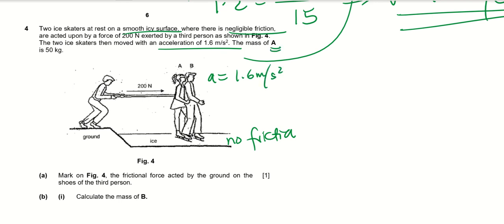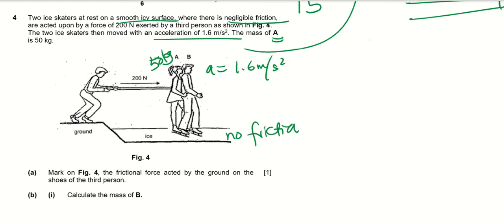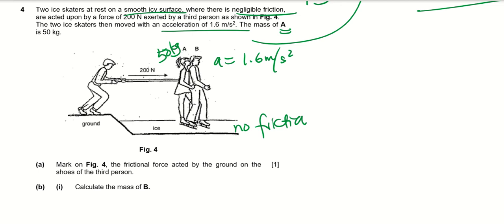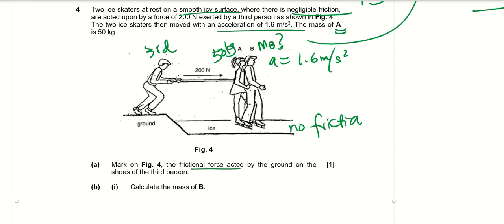The mass of A is 50 kg. Nice mass. But B, I don't know what's the mass. Mass of B is unknown. Mark on figure 4 the frictional force acted by the ground on the shoes of the third person. So this is the third person. If he is pushing, right? He's pushing, his feet should be rubbing against the ground.